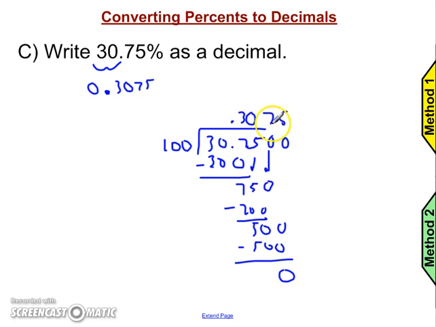And you'll notice my decimal comes up, so it works out either way, but the method number 2 is definitely the shortest.